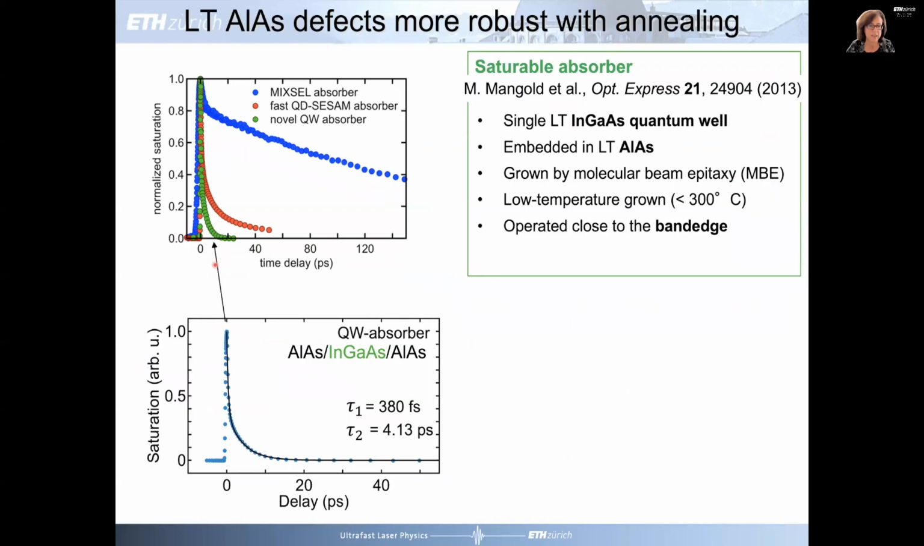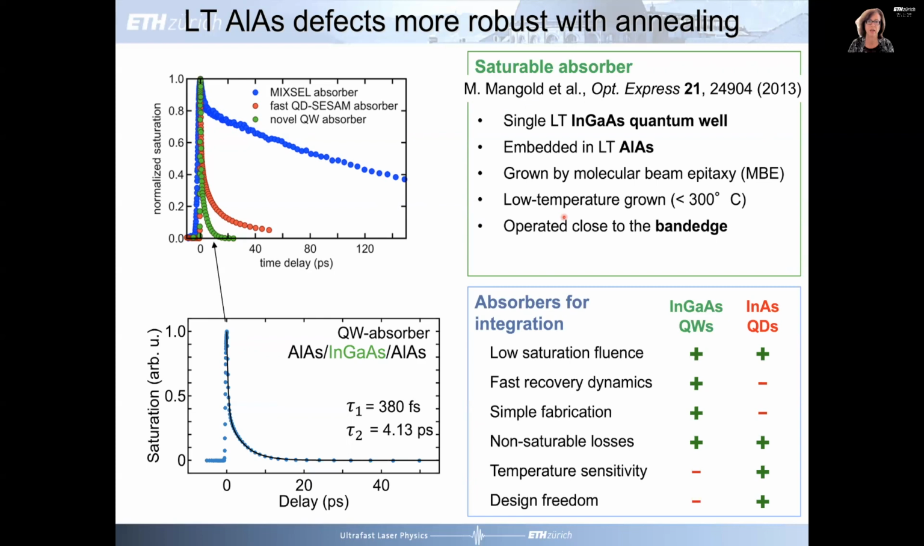The thing was that we embedded the low temperature grown indium gallium arsenide quantum well absorber also in low temperature grown aluminum arsenide barriers. It turned out the defects in these aluminum arsenide barriers were much more robust with regards to annealing. And then we just used this indium gallium arsenide saturable absorber closer to the band edge to get faster saturation in comparison to the gain, and it also worked with the field enhancement for other reasons.